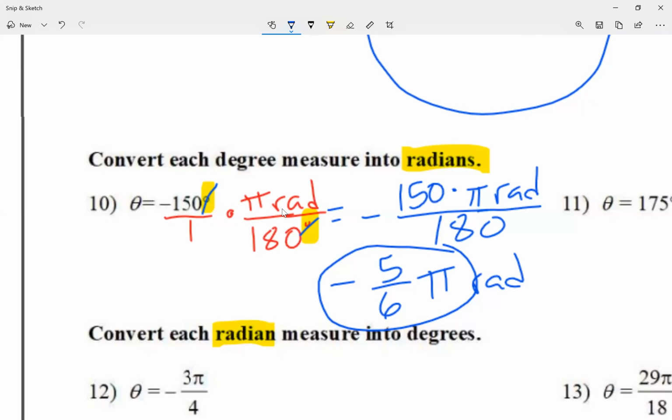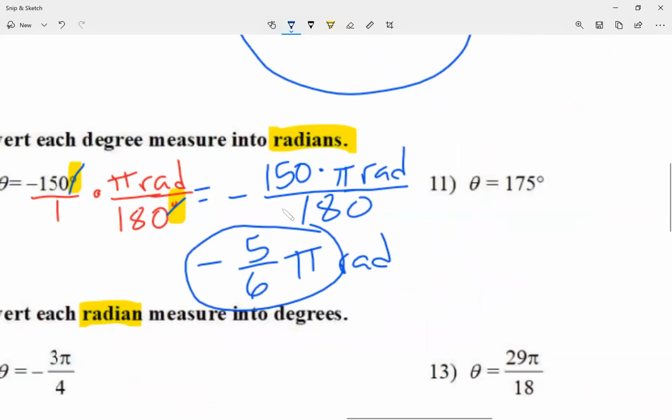So again, if it says leave it in terms of pi, that's it. It's just negative 5 over 6 pi. If it says round as a decimal, then you're going to go negative 5 divided by 6 times pi.